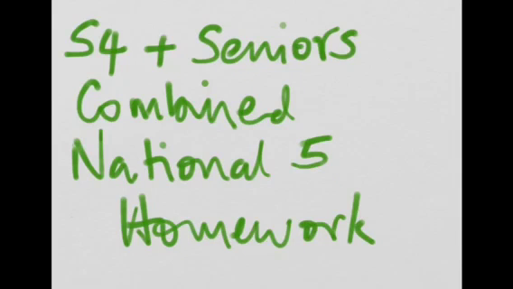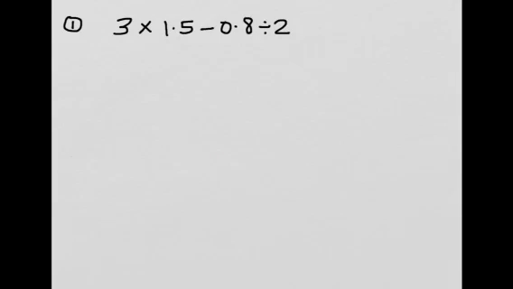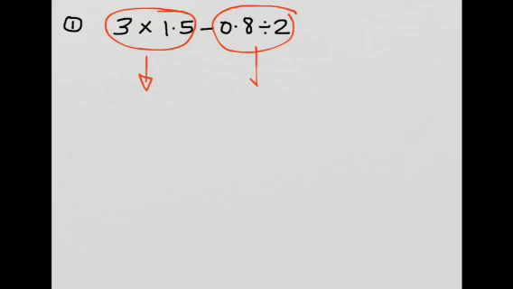Here are the hints for this week's combined homework sheet. First question, numbers basically. We remember BODMAS. BODMAS tells us that we have to do the multiplying part first and the dividing part first before we deal with the takeaway. So work out the answer to the first part, work out the answer to the second part, do a takeaway to get your answer.